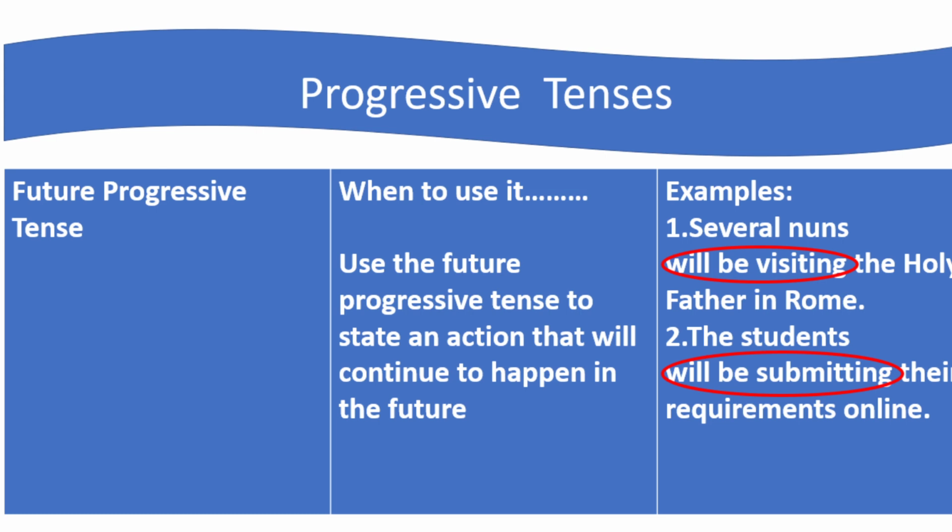Use the future progressive tense to state an action that will continue to happen in the future. Example number 1: Several nuns will be visiting the Holy Father in Rome. This is an action that will continue to happen in the future. Number 2: The students will be submitting their requirements online. This means that they will be submitting, meaning to say, this action will continue to happen.